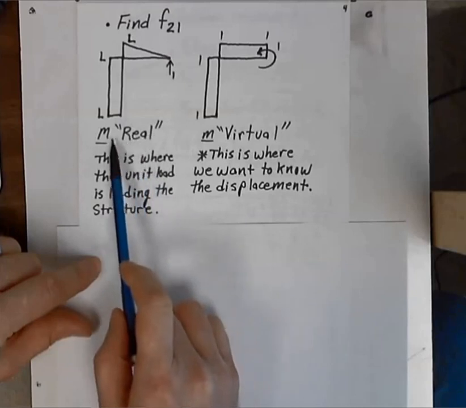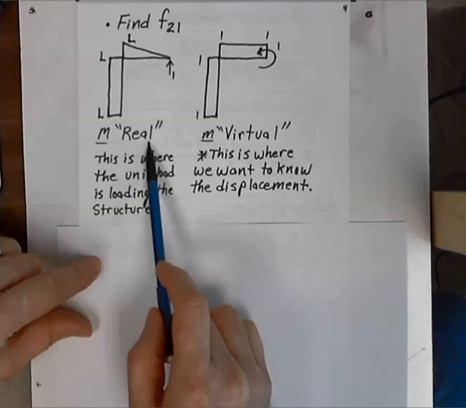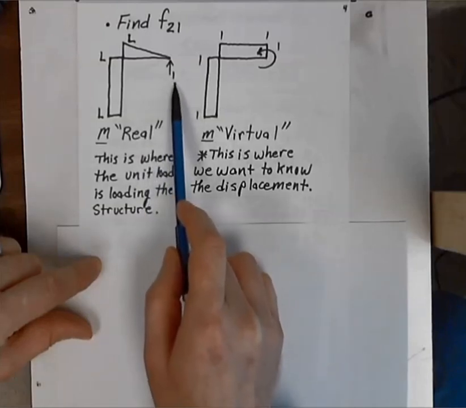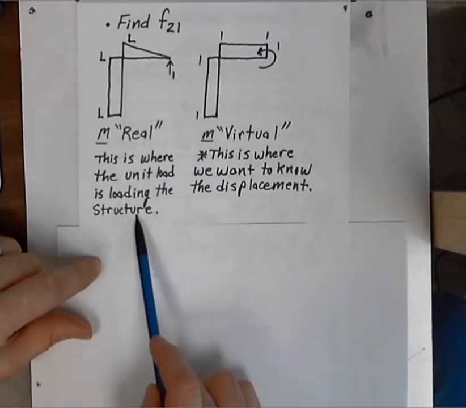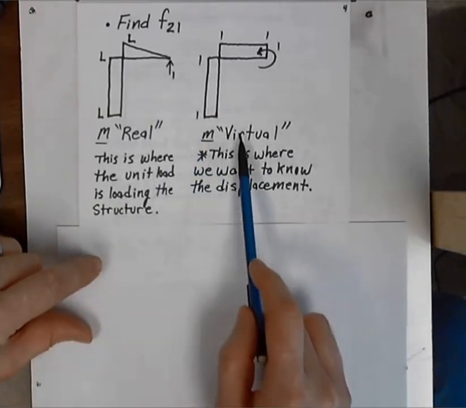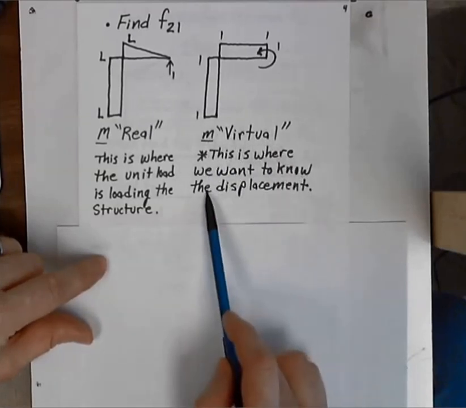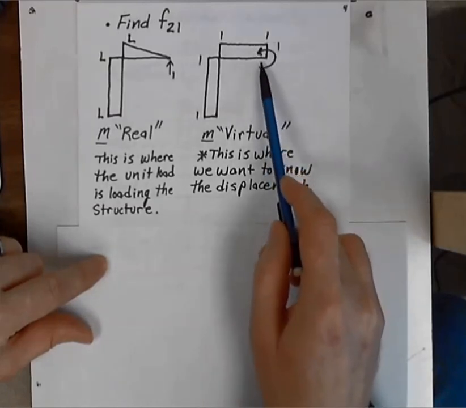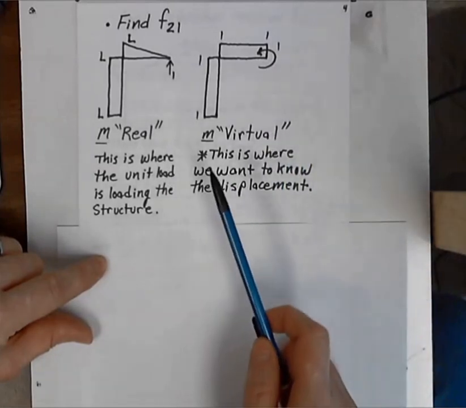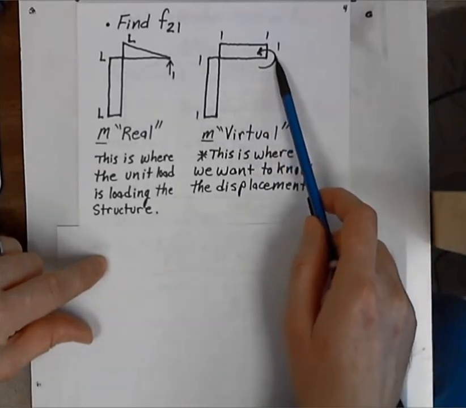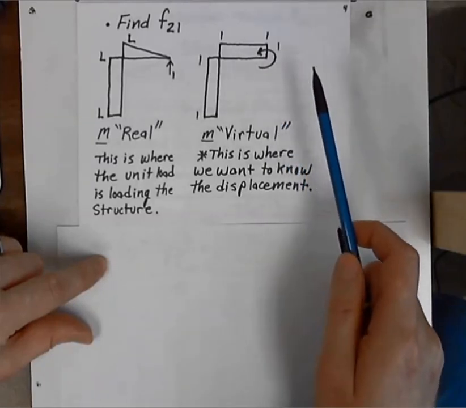Notice that this capital M moment diagram is for the real situation, which is loaded by this unit load. This is where the unit load is loading the structure, and we also have the virtual lowercase m moment. This is where we want to know the displacement, and this is why we have applied a load in the direction of that displacement that we're interested in. And since it is a rotation, our unit load in that direction is a unit moment.